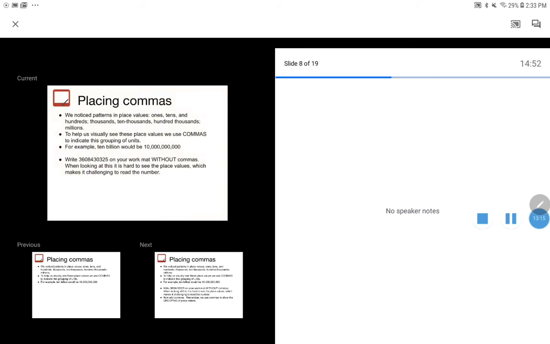So I want you on your work map. You don't have to put these in any specific place value. In fact, you can flip it over to the back where it's blank. And I'm going to tell you some numbers to write, okay? Are you ready?